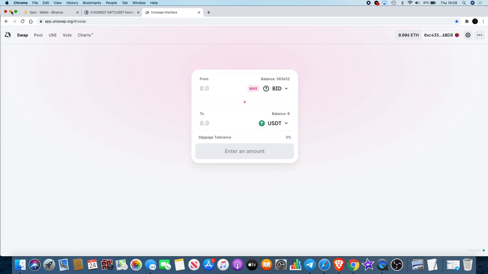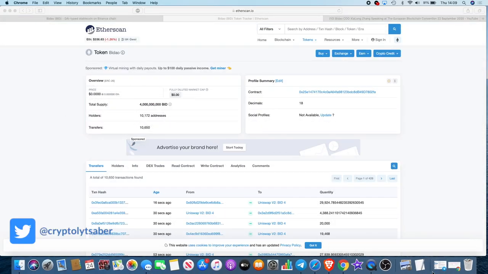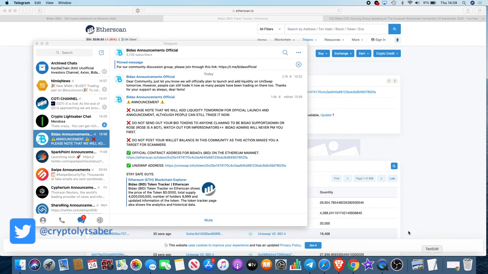There might be some liquidity issues at the moment because Bidao haven't officially put the liquidity into that market yet. I believe they said they were going to put about 300k into the market, but they have explained that will actually be tomorrow. We'll read the official announcement from Bidao here. It says, please note that we will add liquidity tomorrow for the official launch and announcement. Although people can still trade it now, do not send your BID tokens to anyone claiming to be Bidao support, admin or Rose is a bot and so on. Do not post your wallet balance in this community, as this action makes you a target for scammers. The official contract address is here, Uniswap address is over here, and of course there's a lot of excitement about this in the Bidao group.